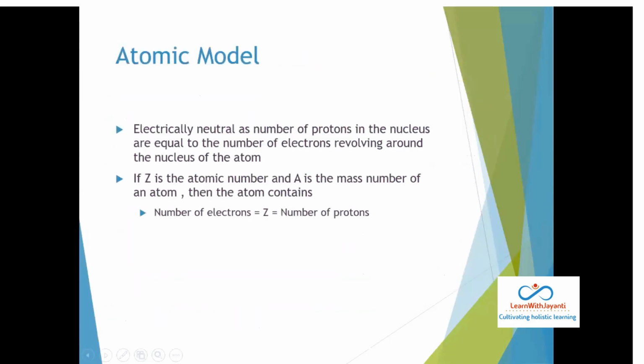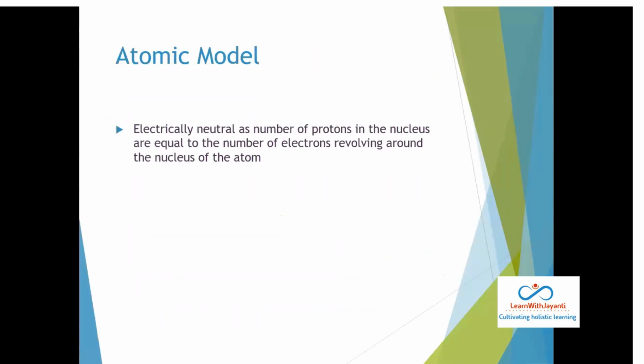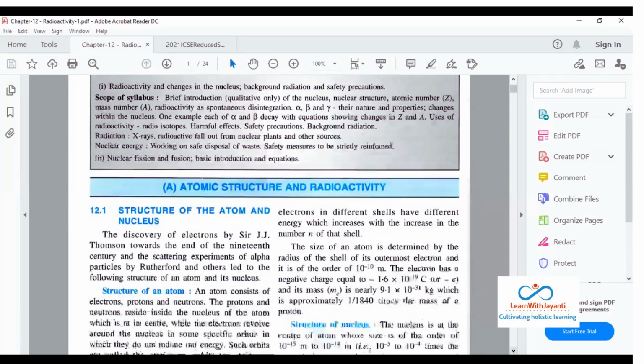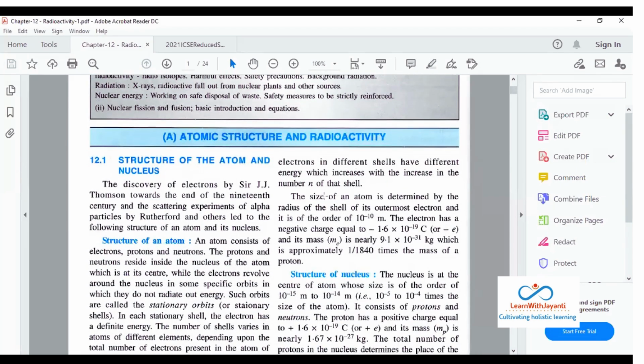Just one second. I have already written it or no? Okay. Let me check the textbook if it is there in the textbook. Yes, it is there. The size of the atom is determined by the radius. Okay, the electron has negative charge. See, 9.1 into 10 raised to minus 31 kg, which is approximately 1 upon 1840 times the mass of a proton.